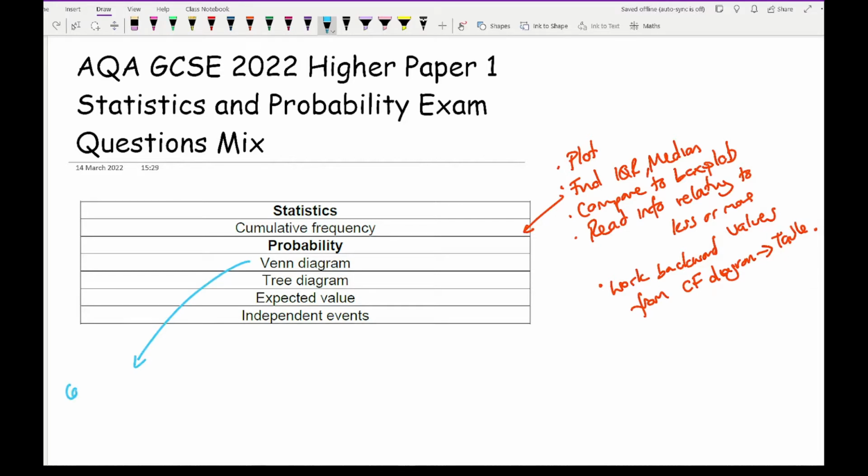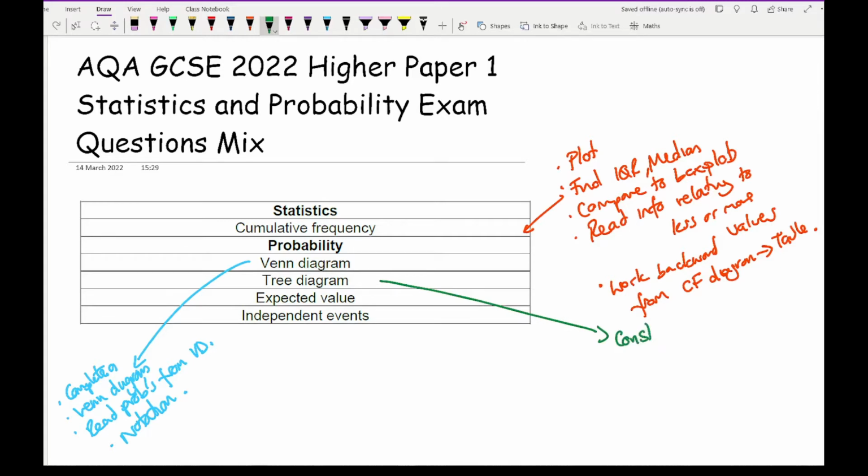Now, when it comes to Venn diagrams, you want to be able to know how to complete a Venn diagram based on some information. You want to be able to read probabilities from a Venn diagram. And we also want to be able to look at notation. Now, a tree diagram is quite self-explanatory. You want to be able to construct a tree diagram and also be able to use one to find or calculate probabilities.